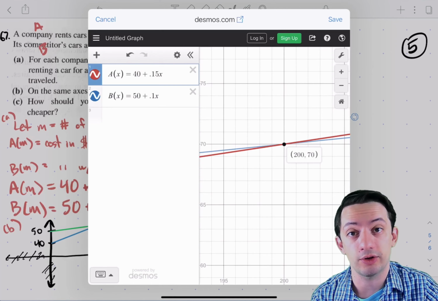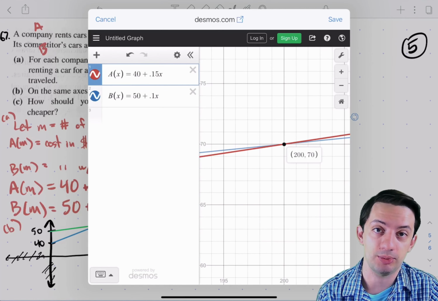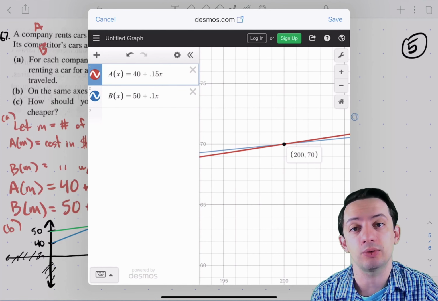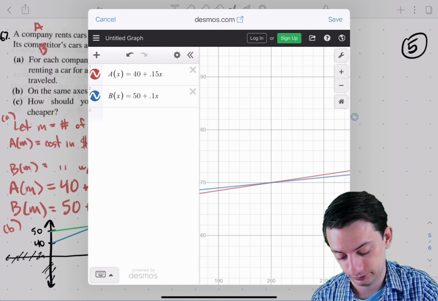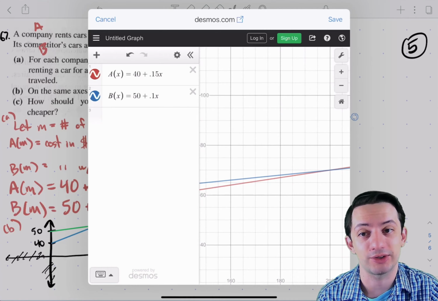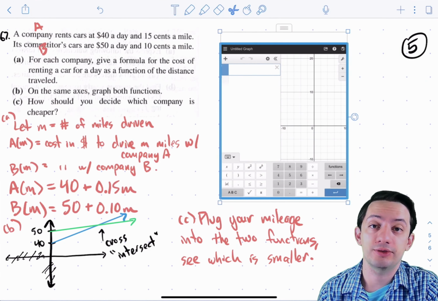If you go less than 200 miles, company A is cheaper. And if you go more than 200 miles, company B is cheaper. That's something that you could have figured out without the graph just by setting them equal and solving for m. Okay, so one starts lower but is steeper, and so they must cross. Okay, so that's all the exercises for 1.1.